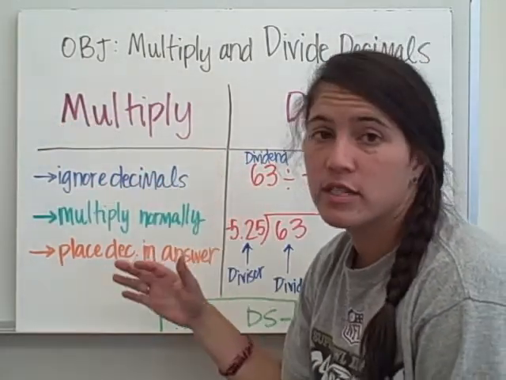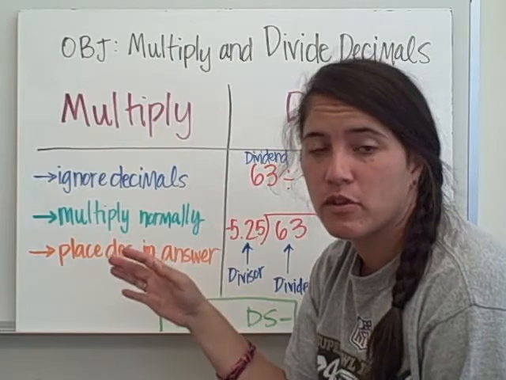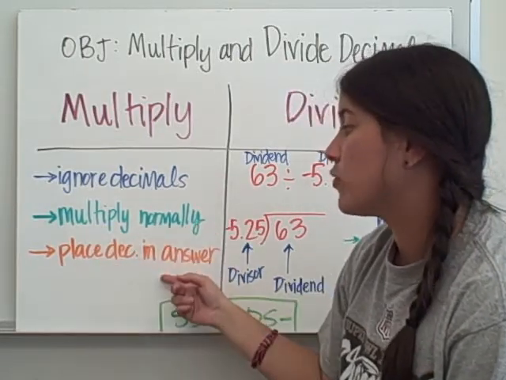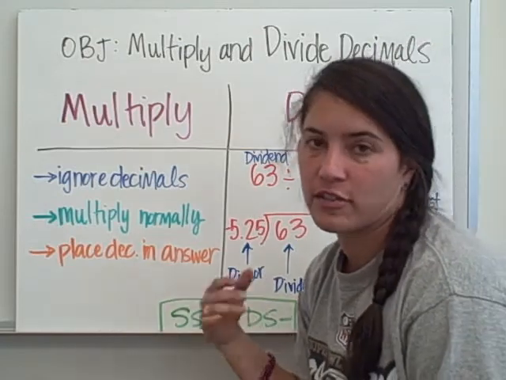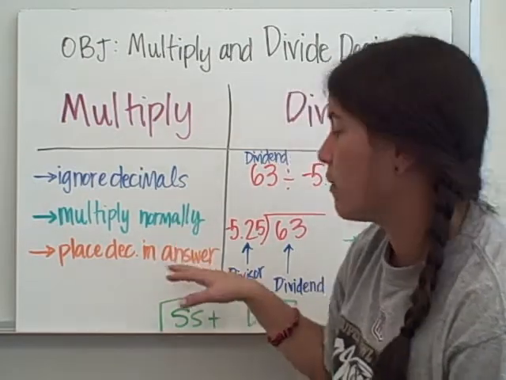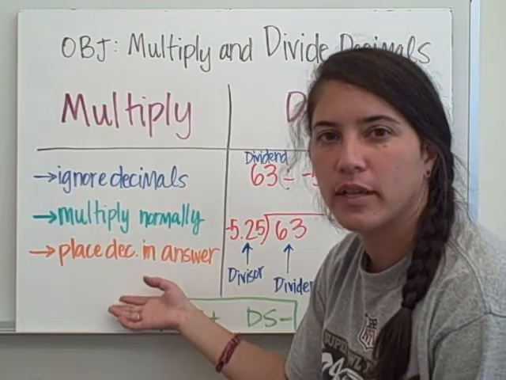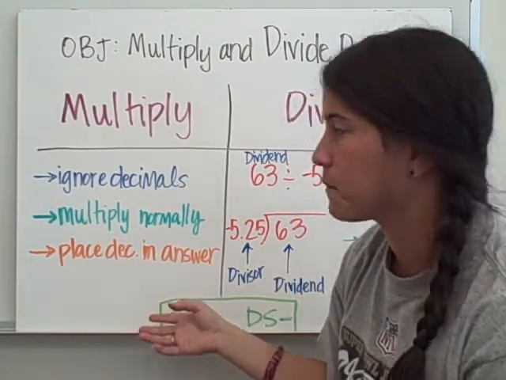You ignore the decimals, like you just pretend the decimals aren't even there. You multiply normally, and then you're going to place the decimal back in your answer by counting over the number of decimal places that you had in your problem. So you're going to count the number of decimal places and then put it in your answer.